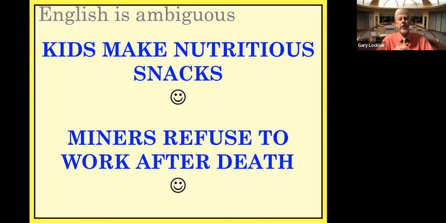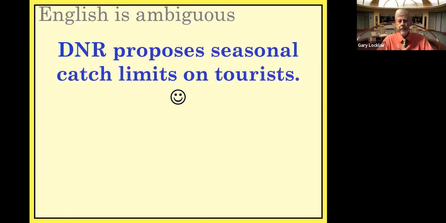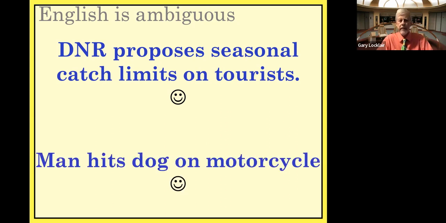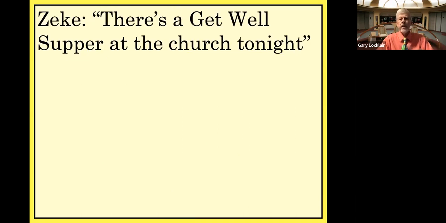Miners refuse to work after death. Death in the coal mine. The other miners said, we're not going to work until conditions improve. But you could certainly read this as miners refuse to work after their own death. Department of Natural Resources proposes seasonal catch limits on tourists. Not that you can go catch tourists, but that the tourists can't catch as many fish as residents can. And this is a classic, right? Man hits dog on motorcycle. Well, who or what was on the motorcycle? The problem with English, like all natural languages, is it's ambiguous.